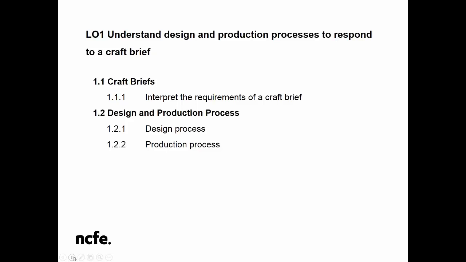If we move on to 1.2, this requires learners to know and understand what design and production processes are used in creating craft products. So they need to understand that the design process starts with research after interpreting the brief, and then will end with your final design, and that there are a list of stages that the learners need to consider as they work through the process. So they're listed in the specification, and they're listed as research, initial ideas, idea development, materials, techniques and processes, financial considerations, health and safety considerations, and final design.